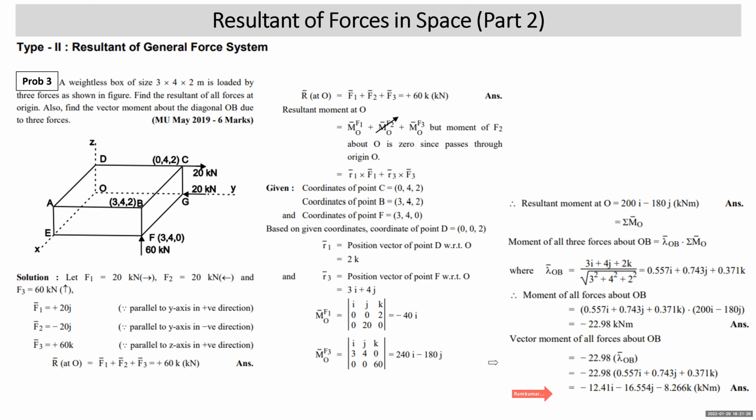Right. So in this problem, the first part was finding the resultant of a general force system, and the second part involved the vector moment of all the forces of the system about OB. So we used the result of the first part to get the vector moment of the forces of the system about the diagonal.